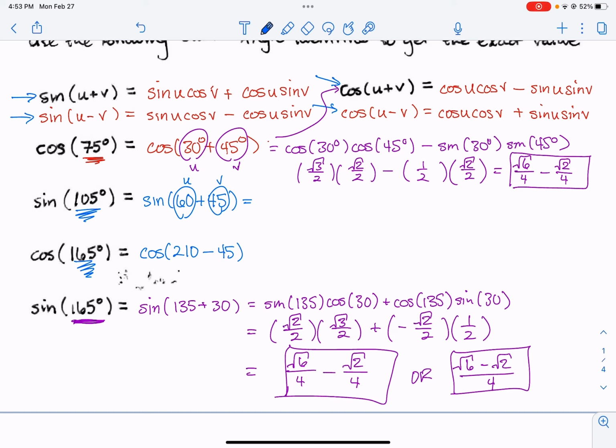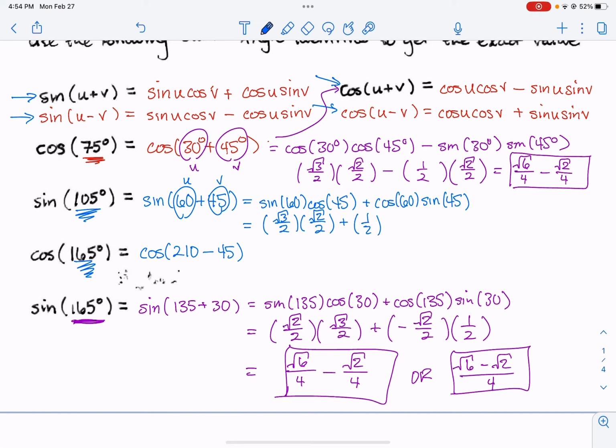All right, so sine of 60 plus 45 is going to be sine of 60 cosine of 45 plus cosine of 60 sine of 45. Let's put all this in. Sine of 60 is radical 3 over 2 from the unit circle. Cosine of 45 is radical 2 over 2. Cosine of 60 is 1/2. And sine of 45 is radical 2 over 2.